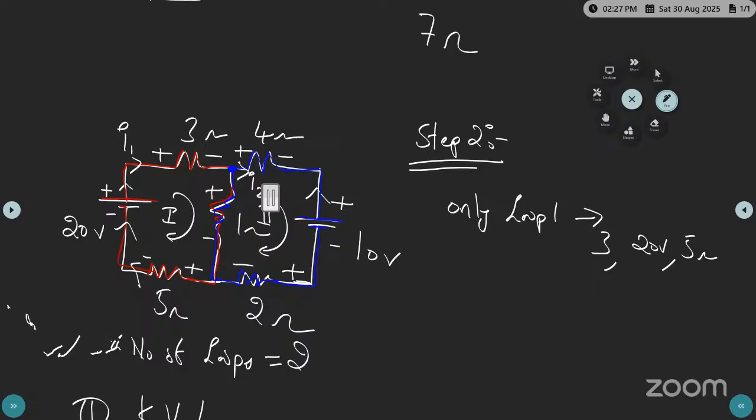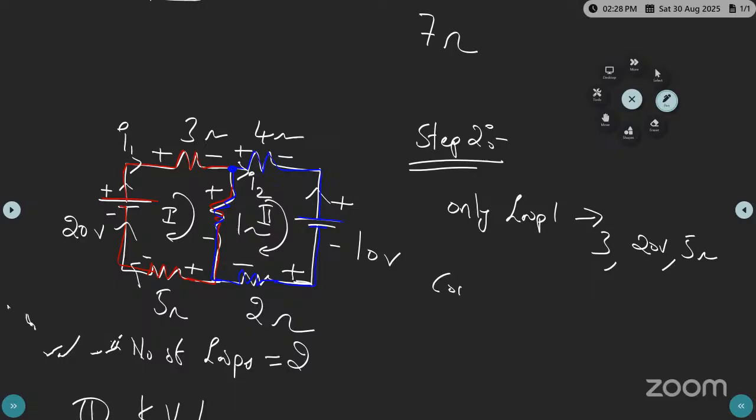Right. So these are the individual elements for loop 1, that is I1. These are the individual elements for loop 2, that is I2. So the current in 3 ohm is I1. The current in 20 voltage source is I1. The current in 5 ohm is I1. The current in 4 ohm is I2. The current in 10 voltage source is I2. The current in 2 ohm is I2. That is over, except the common element.